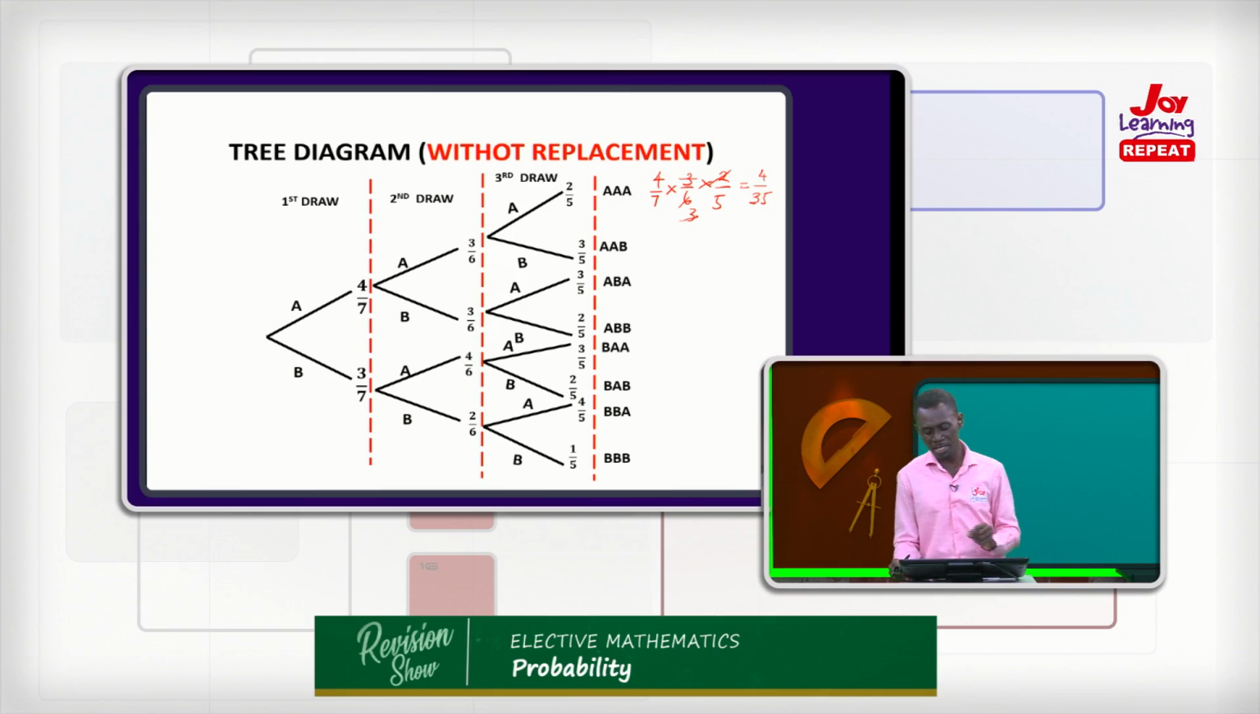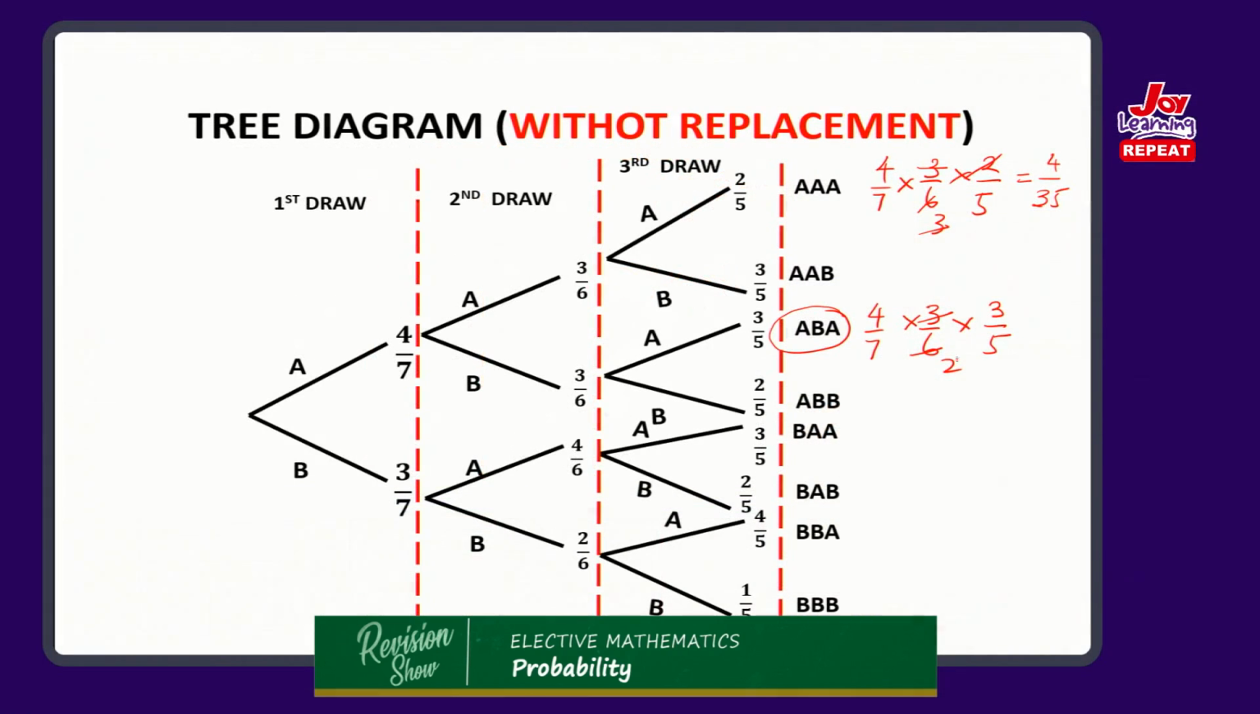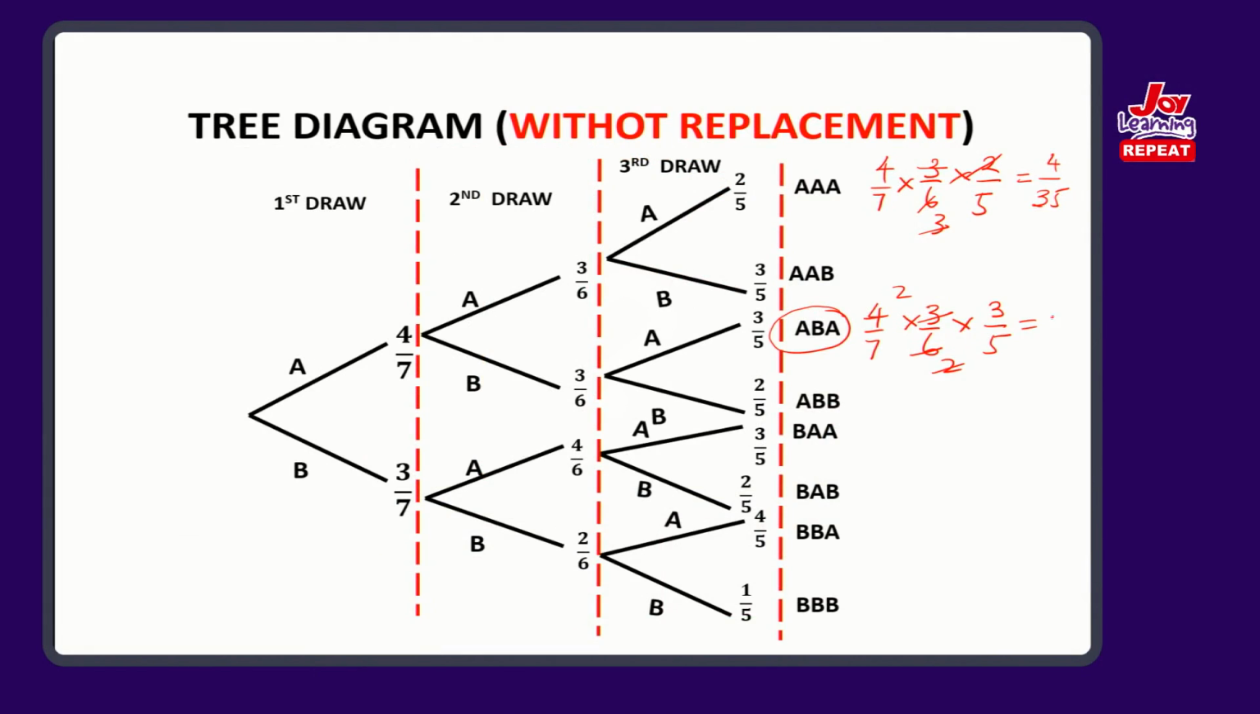The probability of picking the first ripe orange, the second unripe, and the third ripe will be this. If A means ripe oranges, B means unripe. So the first being ripe, the second unripe, and the third as ripe without replacement will follow the chain. We'll have 4 on 7 multiplied by 3 on 6 multiplied by 3 on 5. Well, at this point, you can do some manipulation here, and we'll end up with 6 on 35.